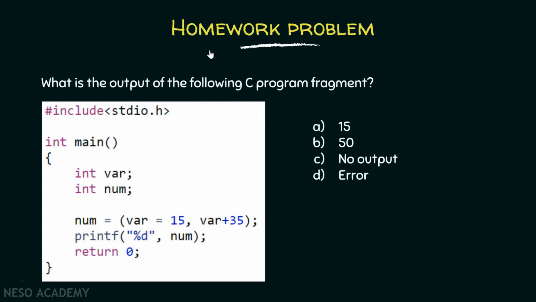Now let's consider one homework problem. What is the output of the following C program fragment? Is it A, 15? Is it B, 50? Is it C, no output? Or is it D, error?